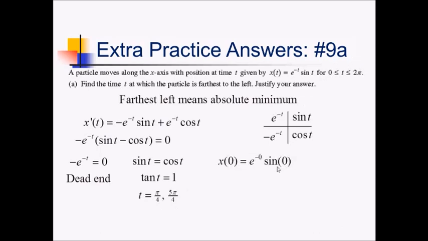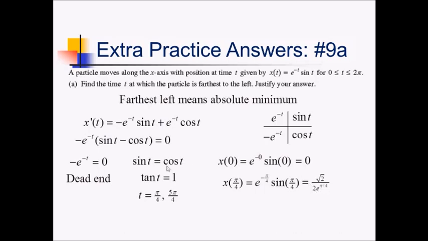Testing out our first endpoint, this exponential part is going to come out to 1. Sine of 0 is just 0, so that zeroes everything out. So that's our winner so far. Not a tough competition at this point. Let's plug in the first critical value now, pi over 4. So we've got e to the negative pi over 4 times sine of pi over 4. Sine of pi over 4, sine of 45 degrees, is radical 2 over 2. And this e is just going to move downstairs to go with the 2 that was already down there.